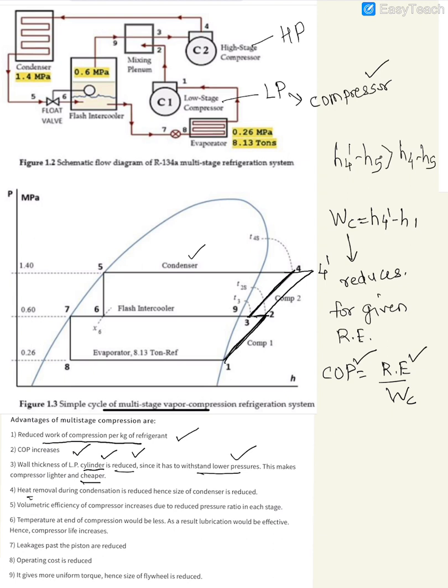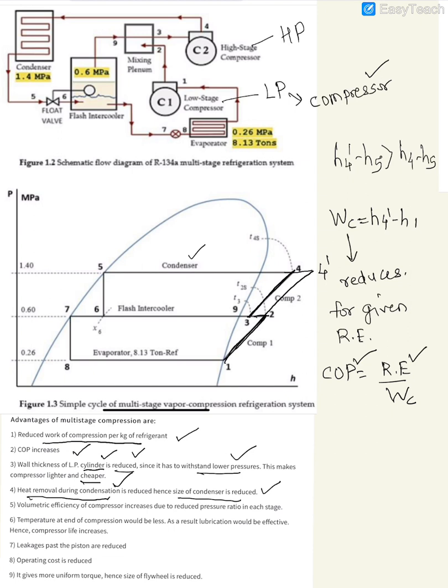The heat removal during condensation reduces, and when the heat which is being rejected is reduced, the duty on the condenser is reduced, the size of the condenser is reduced. So this is an advantage, that your heat rejection is reduced because of multi-staging.